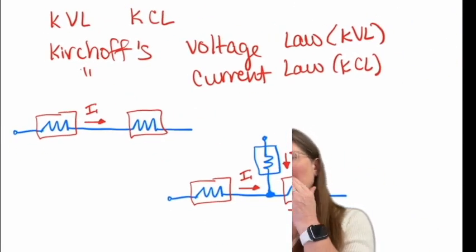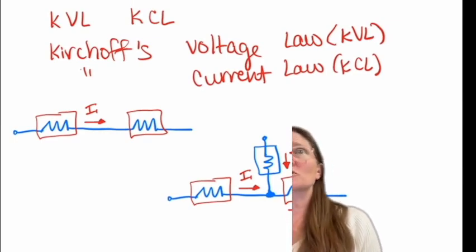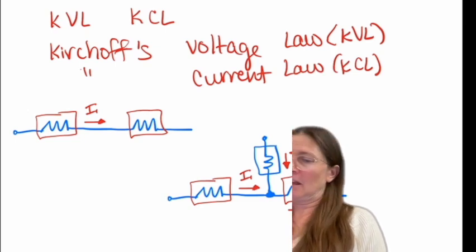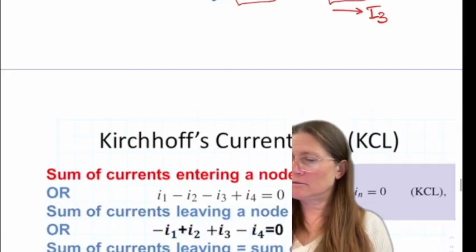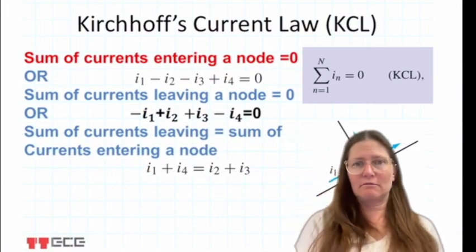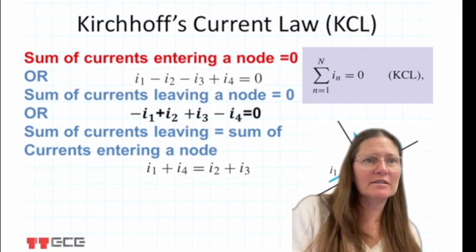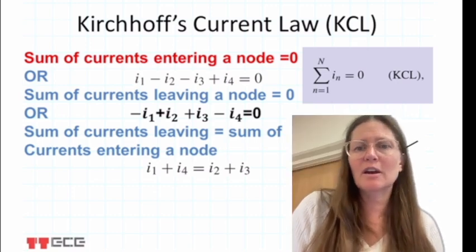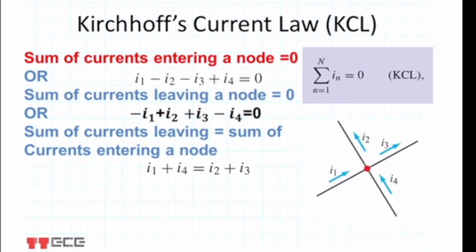Okay, so KVL and KCL. KVL is Kirchhoff's voltage law. KCL is Kirchhoff's current law. And so what the voltage law, or I'll start with the current law, I guess. So what the current law says is that it's the summation of currents that are entering or exiting a node. You get to pick which way you like to define it. So in this case, if you are saying, as my current enters, that's going to be the positive, and anything exiting is going to be my negative, you would sum all of those currents and they equal 0.